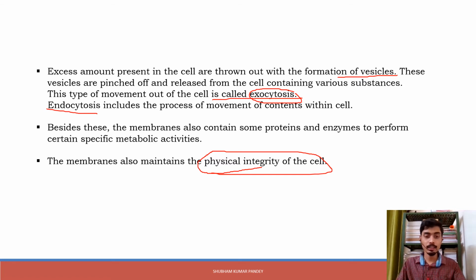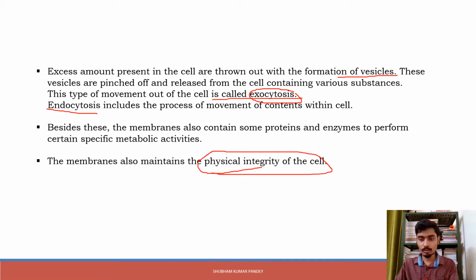So the firmness or integrity of the cell is given by the membrane only. Now one more thing we can add is the function of the cell wall: it provides protection and rigidity in bacterial cells, which are prokaryotic cells, and in plant cells. The cell wall is absent in animal cells. So this is one of the most important functions of the cell wall also.